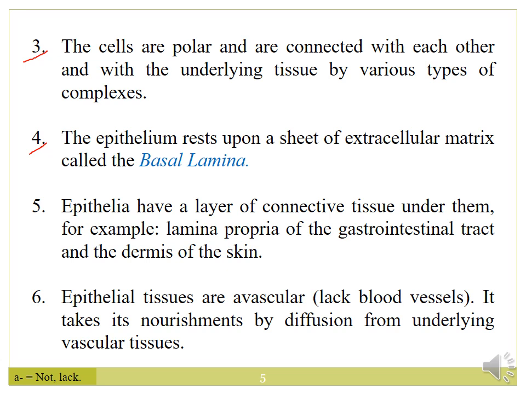In addition, epithelia have a layer of connective tissue under them. So we have epithelium, under the epithelium we have the basal lamina, and under that we have connective tissue. For example, in the gastrointestinal tract, we have the connective tissue under the epithelium called lamina propria. In the skin, the connective tissue under the epithelium is called the dermis.